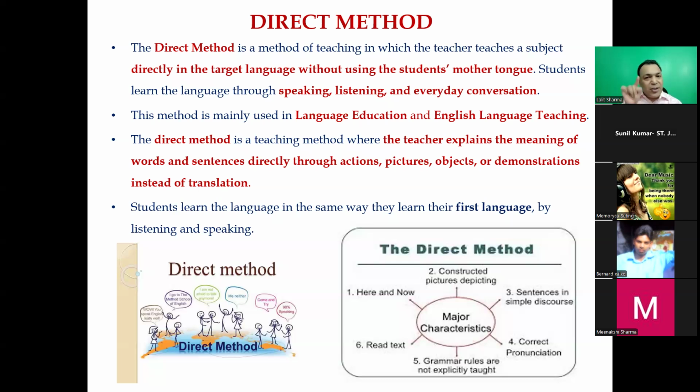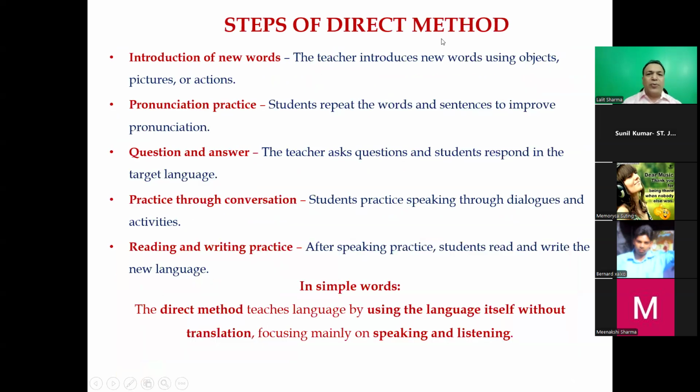If you are a teacher of English, you must speak in English in the class. You must put the question in English in front of the student and take the response in English. Students learn the language in the same way they learned their first language, by listening and speaking. डायरेक्ट मेथड. अब स्टेप्स क्या है, बहुत इंपॉर्टेंट है इसके स्टेप्स ऑफ डायरेक्ट मेथड. Introduction of new words. The teacher introduces new words using objects, pictures और एक्शंस. Pronunciation practice. Students repeat the words and sentences to improve pronunciation.